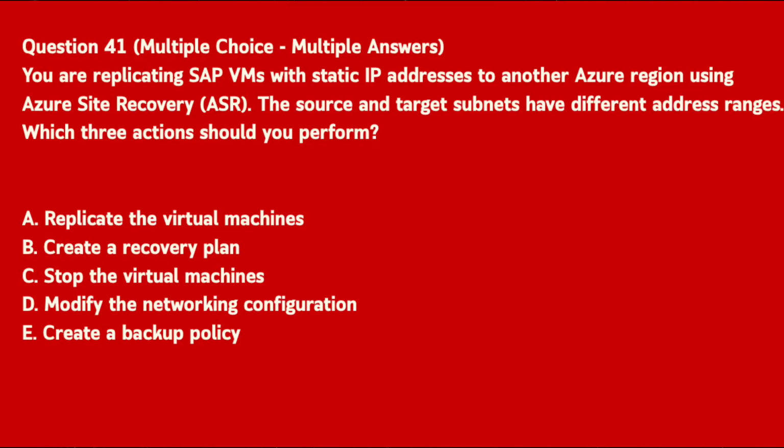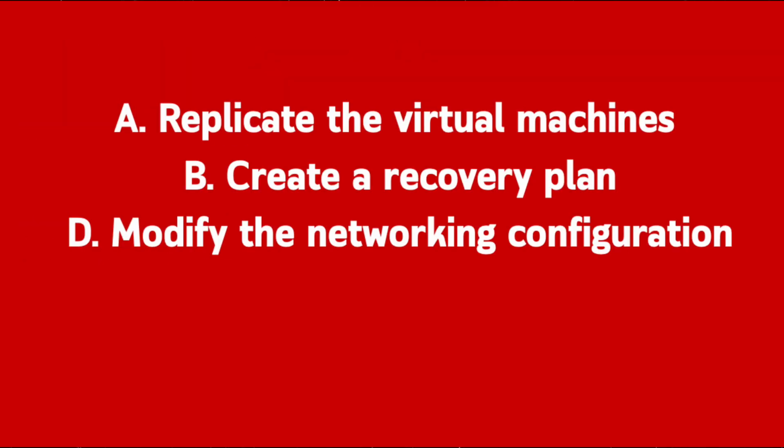Replicate the virtual machines, create a recovery plan, stop the virtual machines, modify the network configuration, and create the backup policy. You should replicate the virtual machines, create a recovery plan, and modify the network configuration. Replicating is the primary step. Creating recovery plan is essential for orchestrating the failover sequence. Modifying the network configuration is required because source and target subnets have different address ranges, necessitating static IP adjustment for failover.